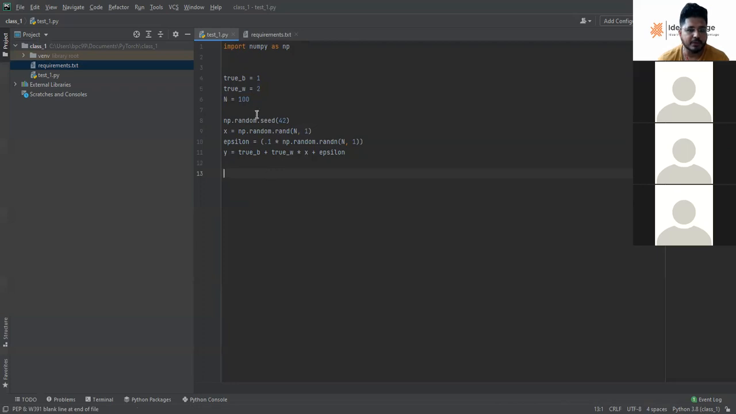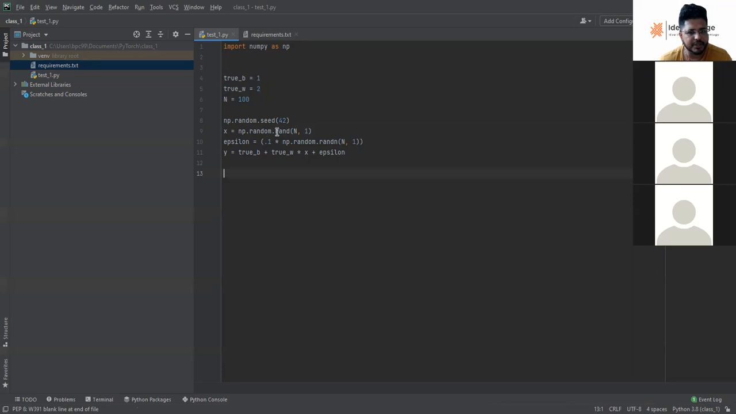Now, what is n? N is I want to generate 100 data points. For my linear regression, I want to generate 100 data points. What is random seed? This is for reproducing our experiment. If you set the seed to a particular number, then this random number generation will always generate the same numbers, so our experiment can be reproduced in the same machine. Across the machine, it will not be the same, but in the same machine, it will always be the same. So it will help us compare apples to apples and oranges to oranges instead of two different distributions.